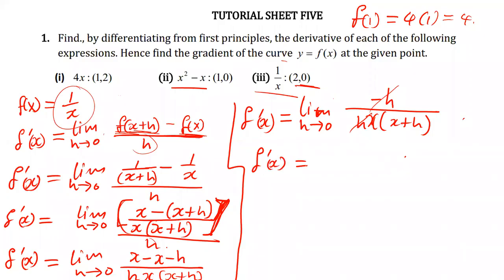So our f prime of x will now be equal to the limit as h approaches 0 of negative 1 over x, x plus h.